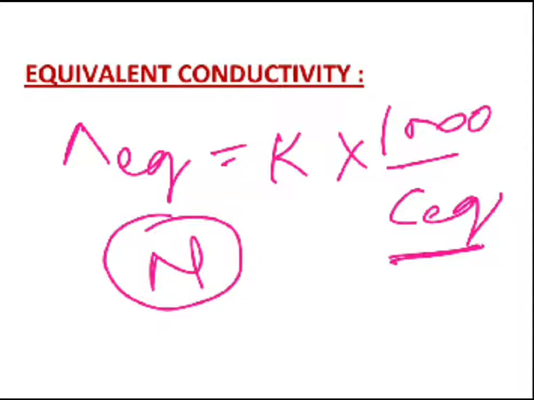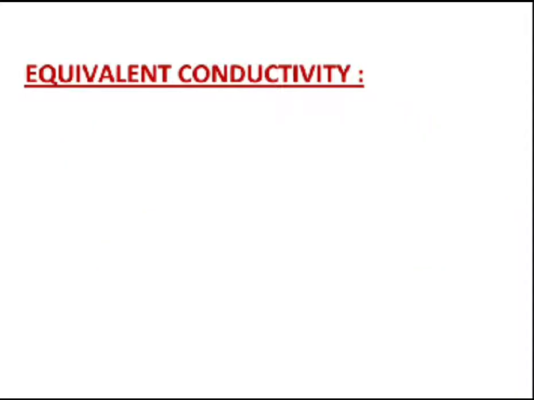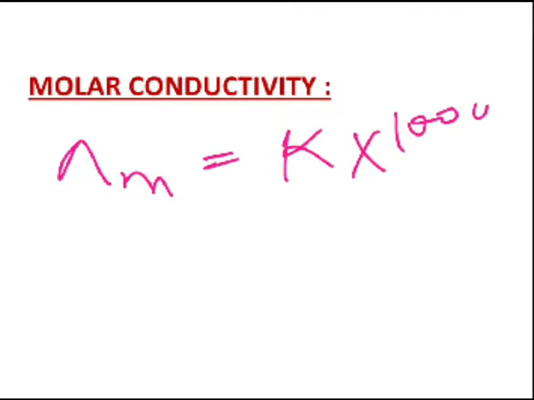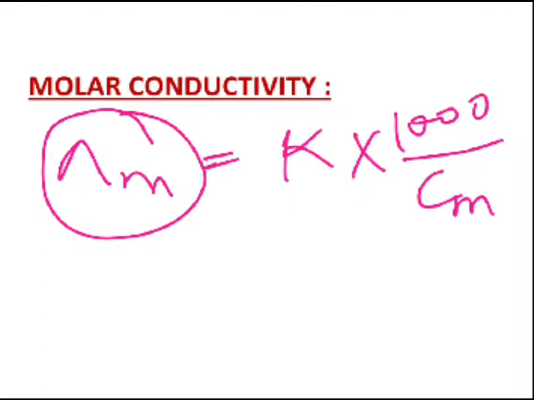Then again, we are left with the molar conductivity. Now, the molar conductivity, lambda m, is related to the specific conductivity this way: K into 1000 divided by Cm. What is Cm here? Cm is the molar concentration. Okay, so if you are aware of the molar concentration of that electrolytic solution and the specific conductivity related to the solution, then you are in a position to calculate the molar conductivity. Is it okay?